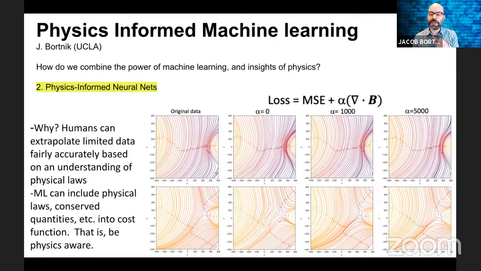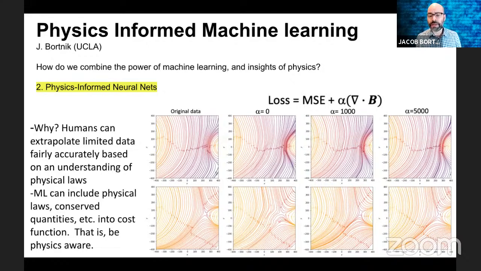If you look, loss is equal to MSE, which is mean squared error between model and data, plus alpha, which is kind of a weighting parameter, del dot B, divergence of B. I'm telling my model, don't only focus on the mean squared error, also make sure that you are respecting divergence of B. Try and make that as small as possible.